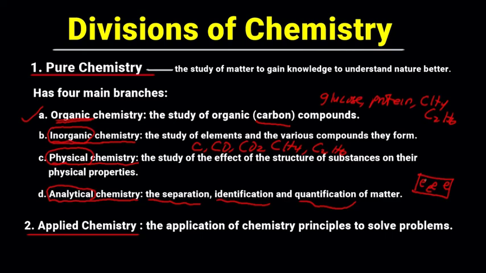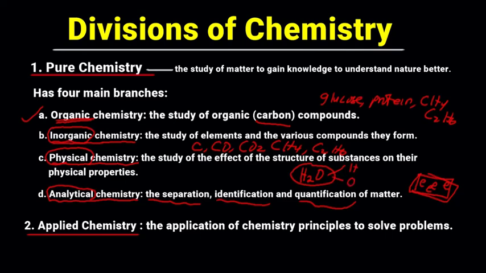Another example is, let's say I have water. I want to know what water is made up of. So water is made up of hydrogen and is made up of oxygen. So that is the identification part of analytical chemistry. It doesn't end there. Now I want to move on further and know how much of hydrogen do I have in water and how much of oxygen do I have in water. So when I do this, that is analytical chemistry.